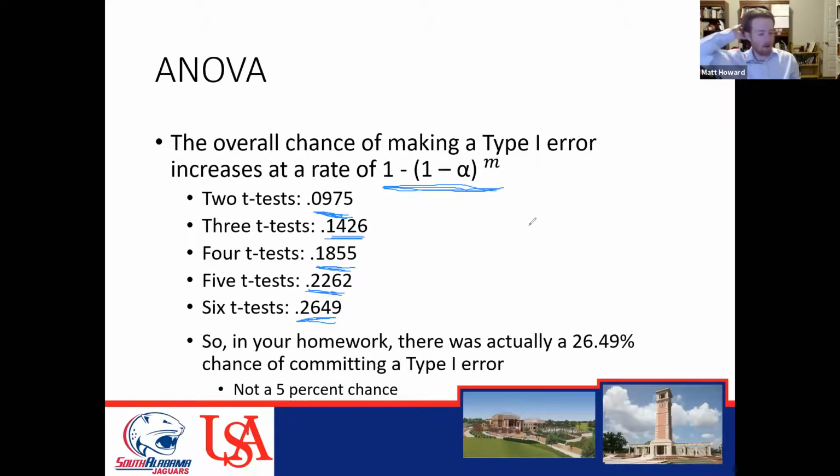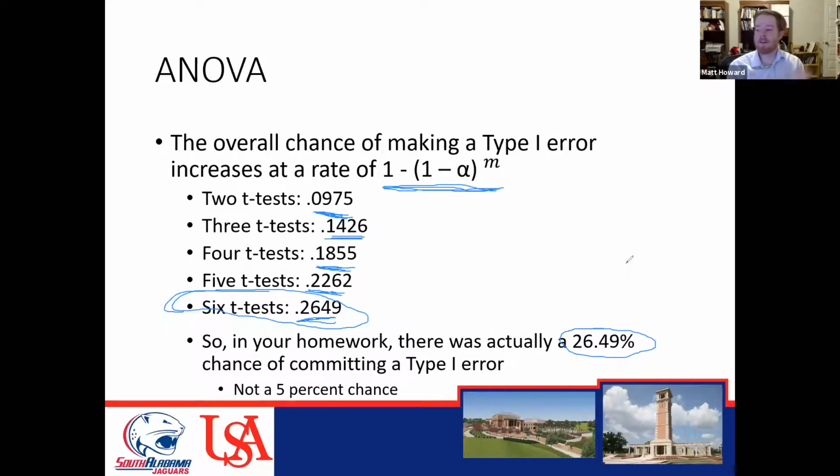In your homework, on homework 4, I'm going to ask you to do t-tests comparing all the individual comparisons of 4 different groups. So 1 and 2, 1 and 3, 1 and 4, 2 and 3, 2 and 4, and then 3 and 4. That would be a total of 6 t-tests to compare all the individual comparisons between 4 groups. So therefore, on homework 4, you didn't have a 5% chance of committing a type 1 error. You instead have a 26.5% chance of committing a type 1 error. And that's called family-wise error rate.